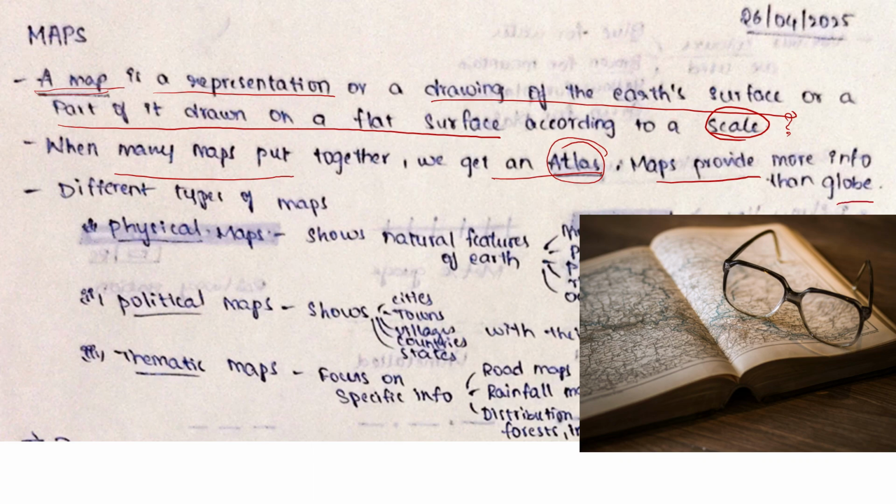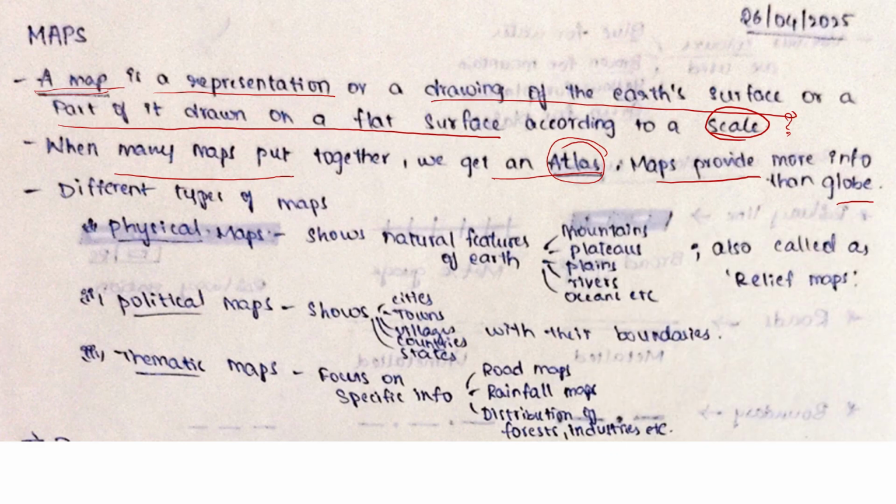In the second chapter of class 6, we discussed that a globe is a true model of the earth in miniature form. Here we get to know maps provide more information than the globe because maps can provide very detailed information and minor details. Now, what are the different types of maps? There are three kinds of maps: physical maps, political maps, and thematic maps.